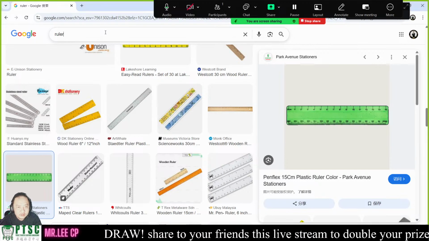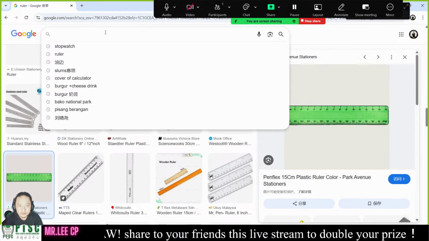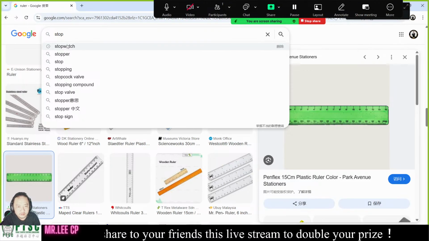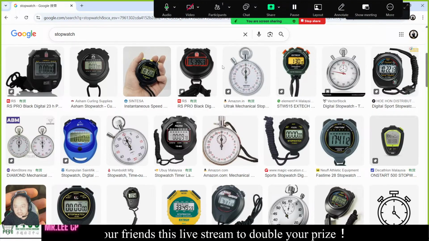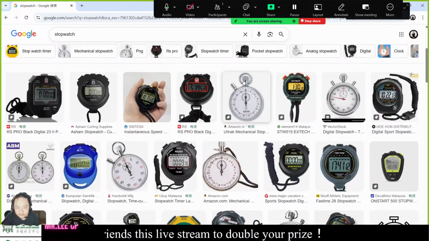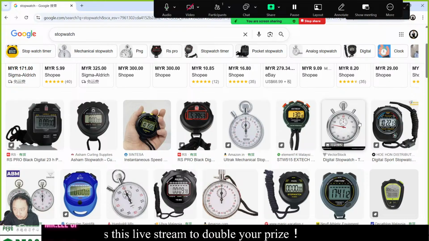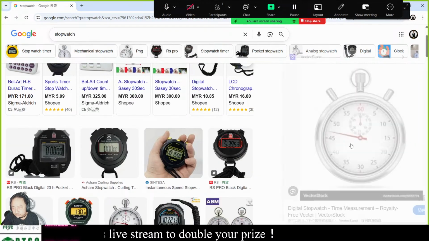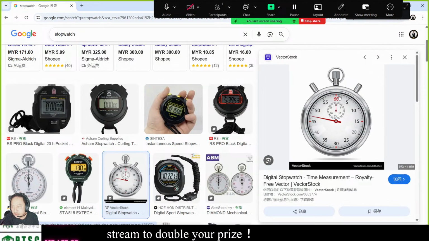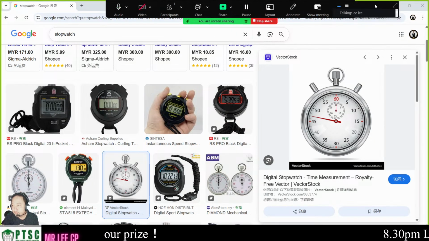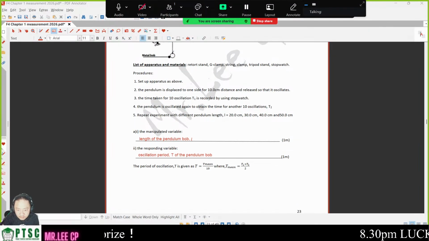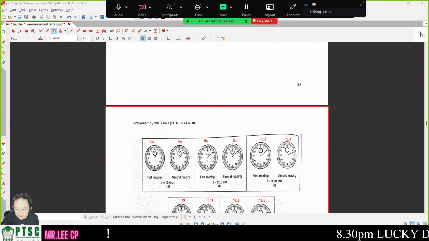How about stopwatch? Okay. Stopwatch got many kind. So this kind, for example, let's say this one. Now, 1 second, 2 seconds, 3 seconds, 4 seconds, 5 seconds. Alright. 6, 7, 8, 9, 10 seconds. This is the one that we are using here.